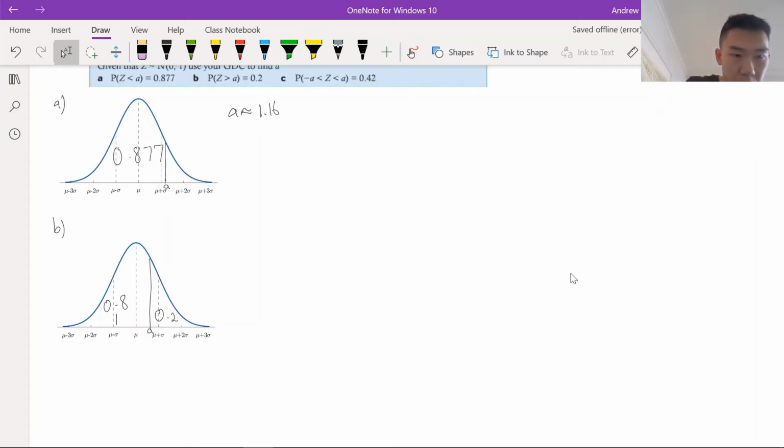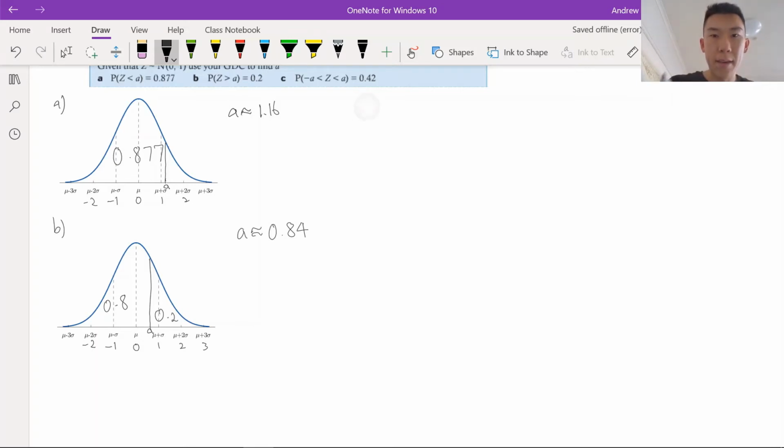Yeah, so where I put it was kind of accurate, so I'll just leave it. So 0.84. Alright, maybe I should put in, since this is a standardized normal curve, then the mean is 0, and all these dotted lines just represent the standard deviations away from the mean.